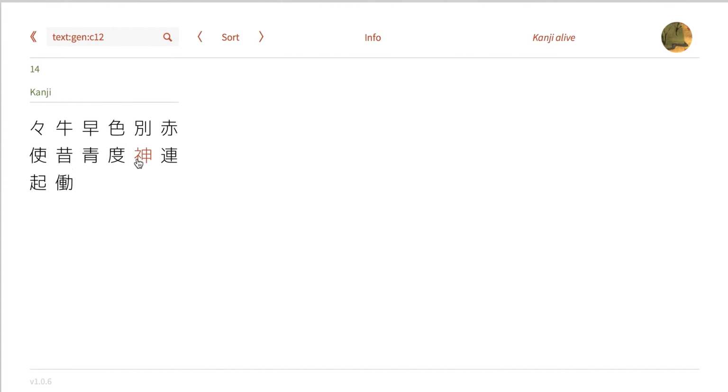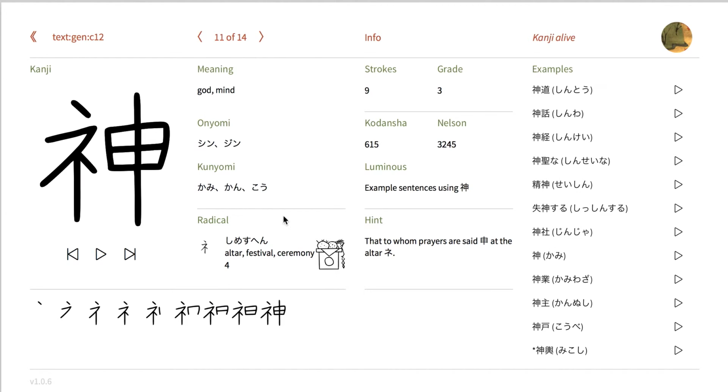The third kanji is this one, which is kami, also read as kan or kō. The on'yomi are shin or jin. It's the jin of jinja. This means God, as in any religion's God. But in Japan, if people talk about the kami, they are generally talking about Shinto gods or Shinto spirits.